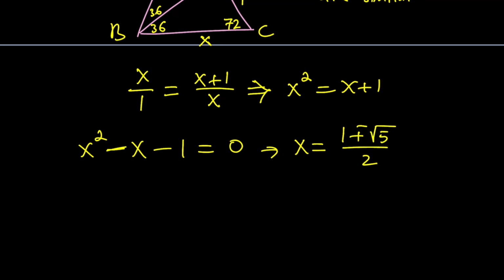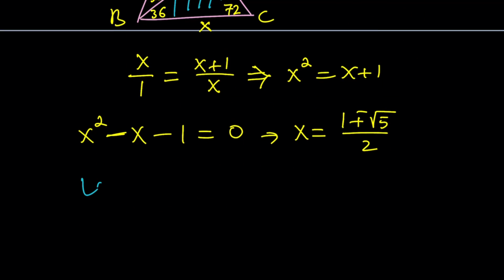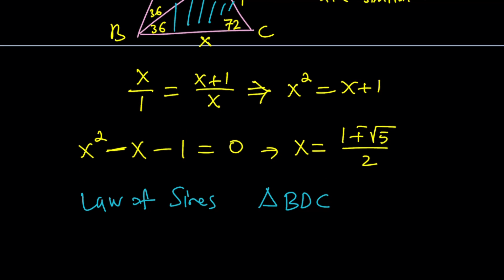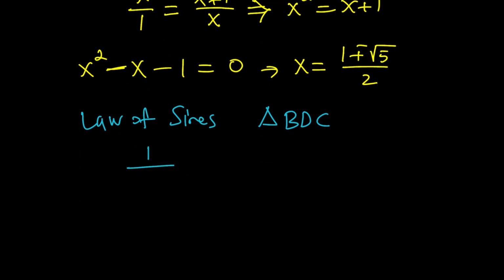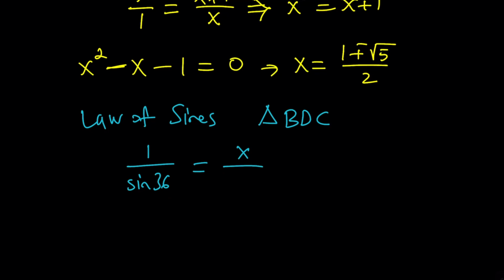All right. Now here's what we're going to do. In triangle BDC, which is this one right here, I'm going to use law of sines. Law of sines in triangle BDC. All right. Here's how it works. A over sine A is B over sine B and C over sine C. Remember that? So starting with 36 degree angle, we can say that 1 over sine 36, again, I'm not writing the degree symbol, but it's understood, right? Is the same as x over sine 72. Great. It's going to give us a great relationship.